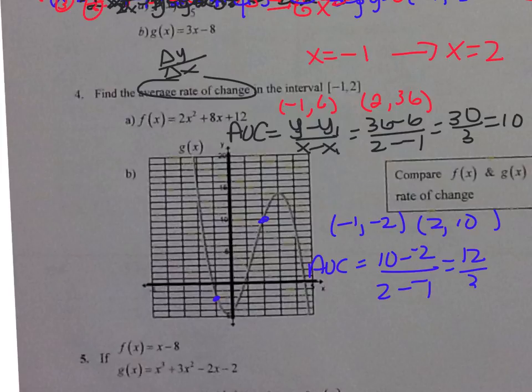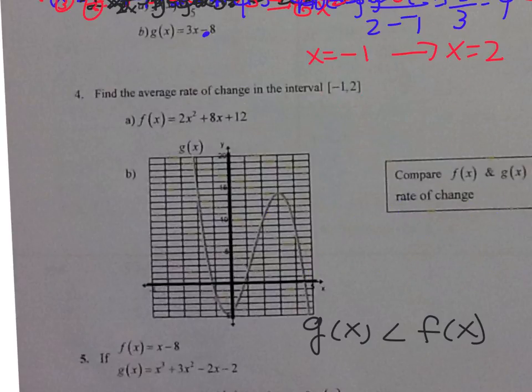That's 12 over 3, which is equal to 4. All right, so now it says over here in this box to compare f of x to g of x. Which one's smaller? The g of x is smaller. So g of x is less than f of x, the average rate of change.